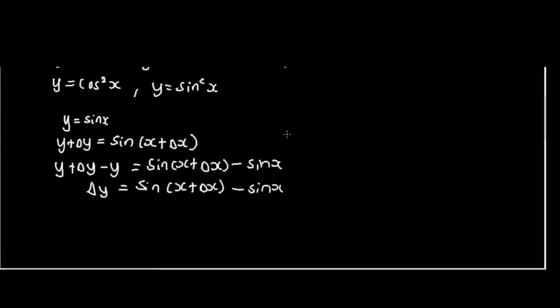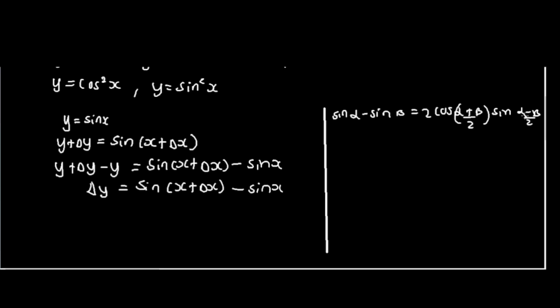When we reach this step, we can divide through by the change in x. But before we do that, let's first look at this knowledge from trigonometry that we are going to use to proceed. From trigonometry we have what we call factor formulae, and we are going to apply a factor formula to this expression. From factor formulae, sin of an angle alpha minus sin of an angle beta gives us 2 cos of (alpha plus beta) divided by 2, then sin of (alpha minus beta) divided by 2.